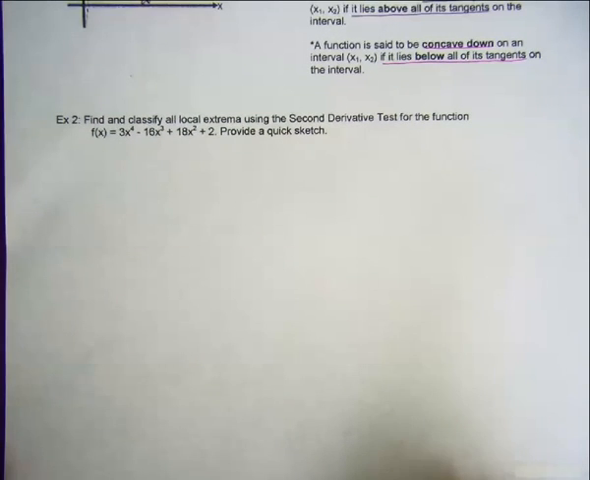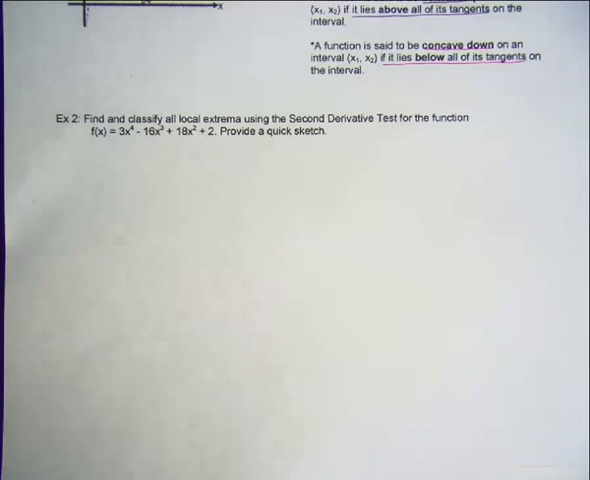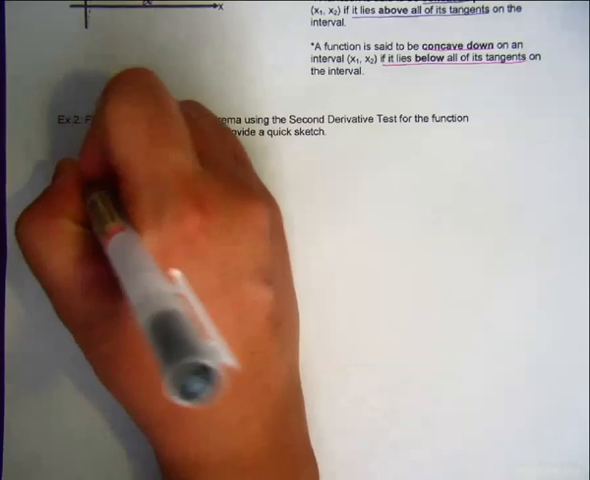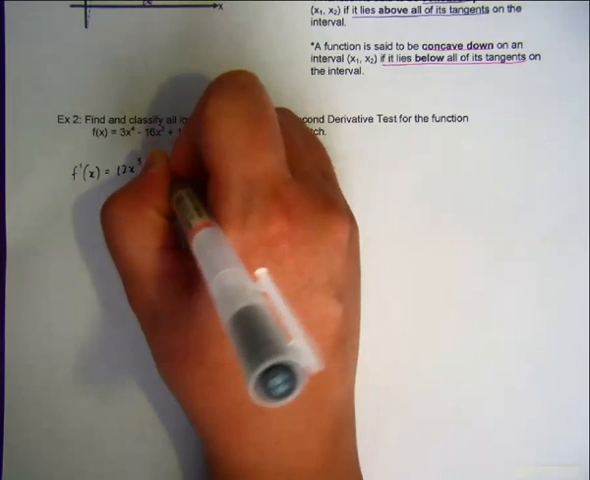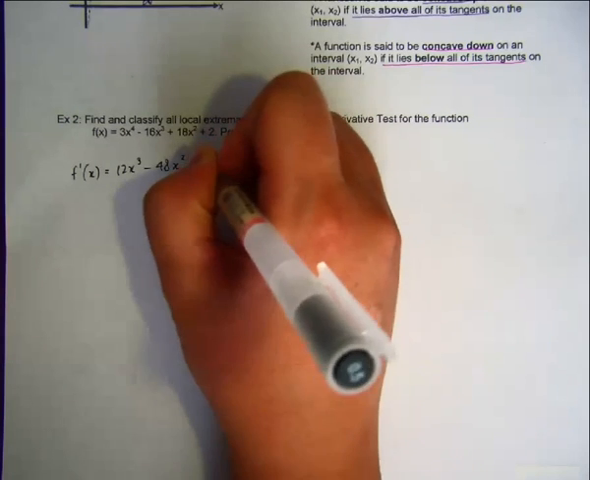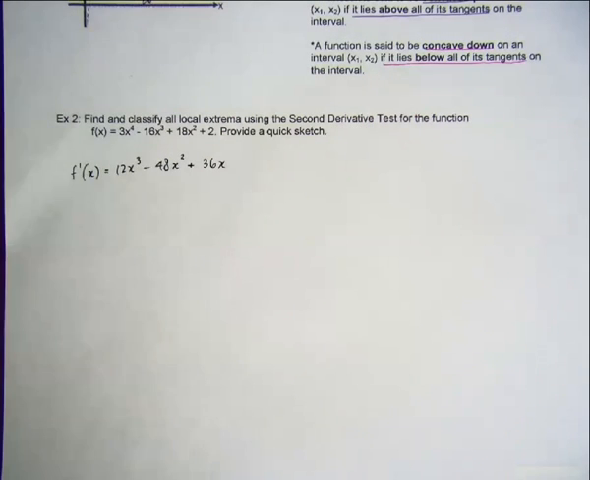Okay, so now let's go on to example 2. We want to find and classify all local extrema using the second derivative test for the function f of x equals 3x to the 4, etc., minus 16x cubed. Okay, so let's figure out f prime. It's going to be 12x cubed minus 48x squared plus 36x, and then the constant 2 will just become 0. So this is my first derivative.